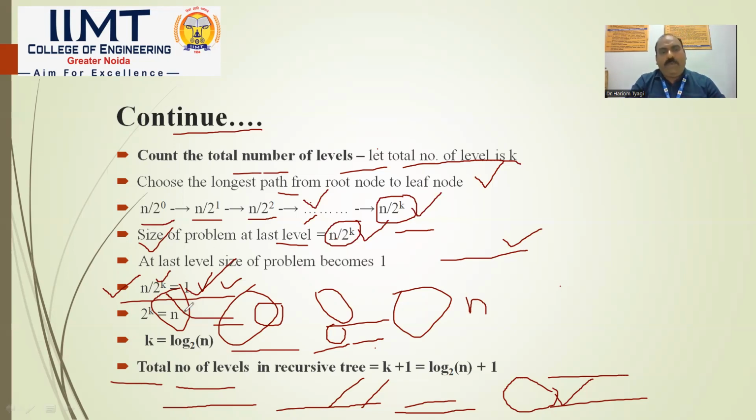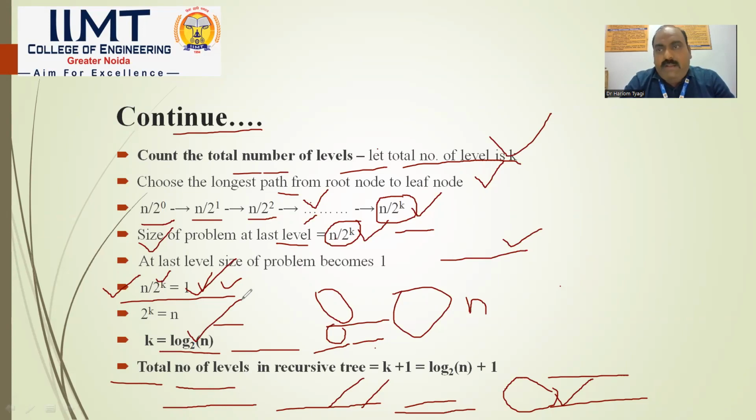Then n upon 2 to the power k equals 1, so 2 to the power k equals n. Taking log on both sides, with base 2, the value of k will be log n. The value of k is log n, meaning the total number of levels of this recursion tree is log n. You have calculated this, okay? And in the next slide we discuss the total.